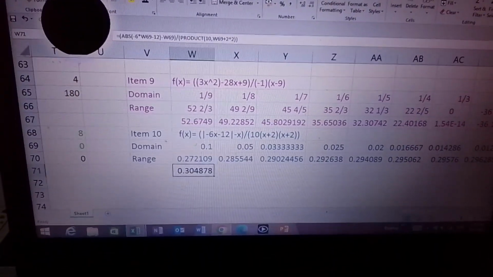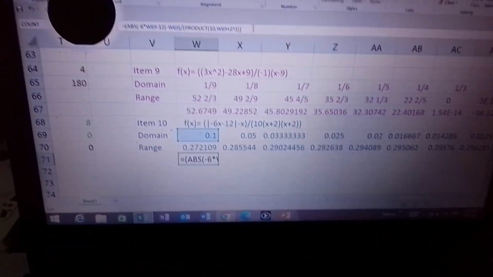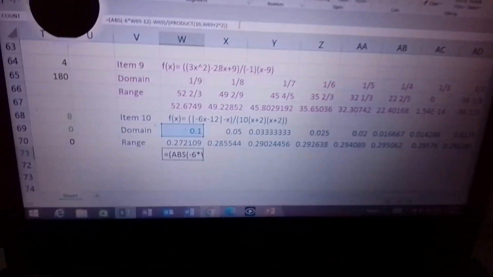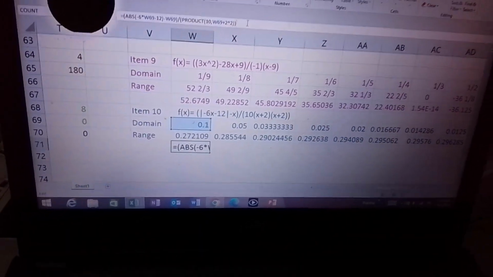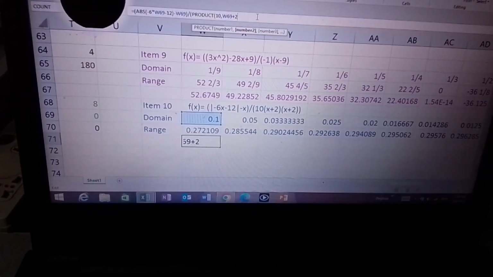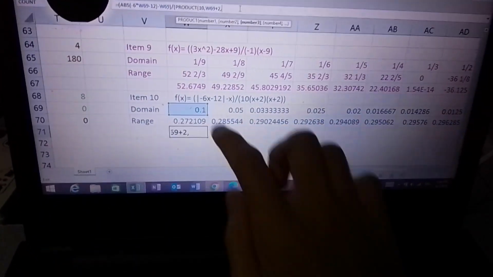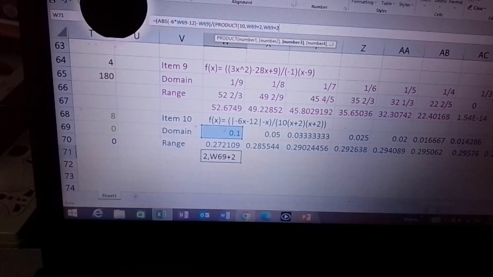Just like that. Wait, you're not supposed to get this answer. I don't know why on earth I'm getting this type of answer. I get it now, because you have to do this again. You have to do the product of this one and this one, last 2 again. Then close parentheses.